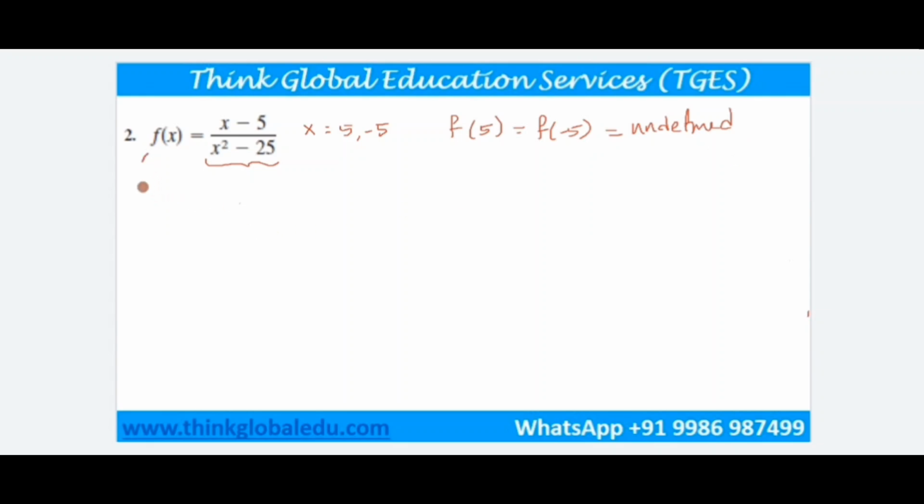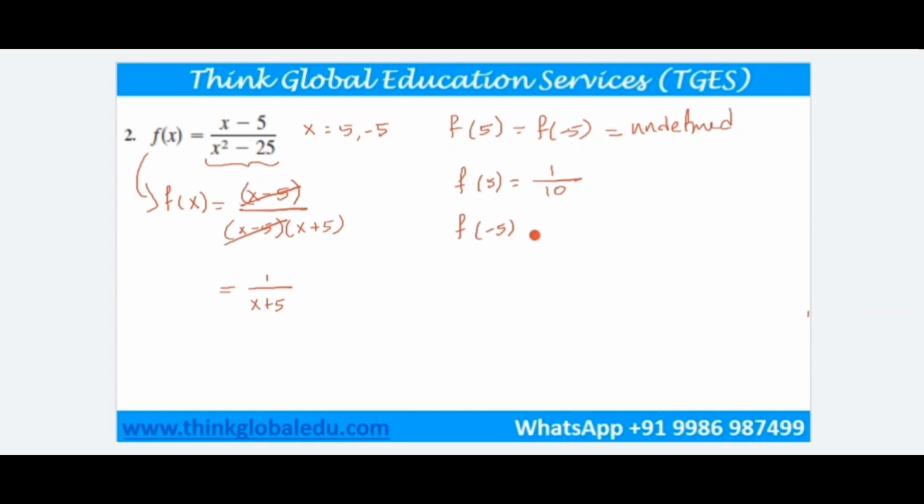By simplifying this function f of x, we keep the numerator as it is, but the denominator is simplified to (x minus 5) times (x plus 5). It is visible that there is a common factor in numerator and denominator which can be cancelled out, and it becomes 1 over x plus 5. Now f of 5 is defined, which will become 1 over 5 plus 5, which is 1 over 10, but f of -5 is still an issue.